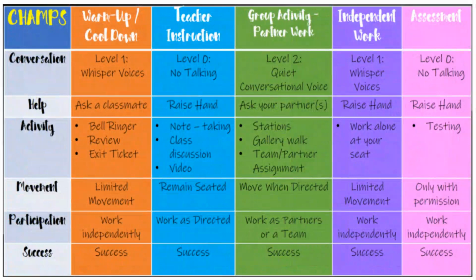So again, this teacher identified their warm-ups and their cool downs. This is their classroom language, warm-ups and cool downs. Love that phrase. They're using the CHAMPS levels, the level 1, level 0, level 2, 1, and a 0. And so they have these recurring activities that they use and what the expectations are for group activities or partner work. That could be stations, it could be a gallery walk, it could be a team or partner assignment. For independent work, they know to work alone at their seats. This is for testing. For instructional teacher led things, it could be note taking, class discussions, or videos. It could be the bell ringer, a review, or exit ticket. So this teacher clustered things pretty well. I love that. And the more specific we can be, even better.